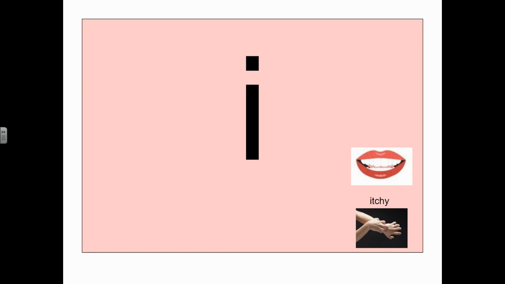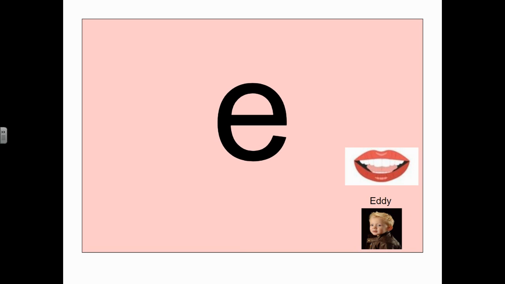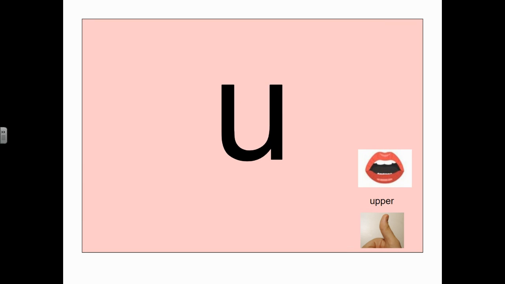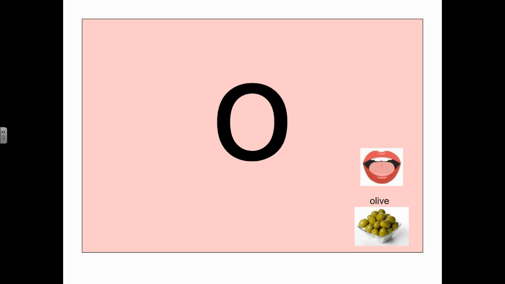First, let's review our short vowel sounds. So I have I, itchy, it. Say that with me. I, itchy, it. E, Eddie, eh. A, apple, ah. U, upper, uh. O, olive, ah. And the silent E rule that we've worked on, let's review all of those vowels.